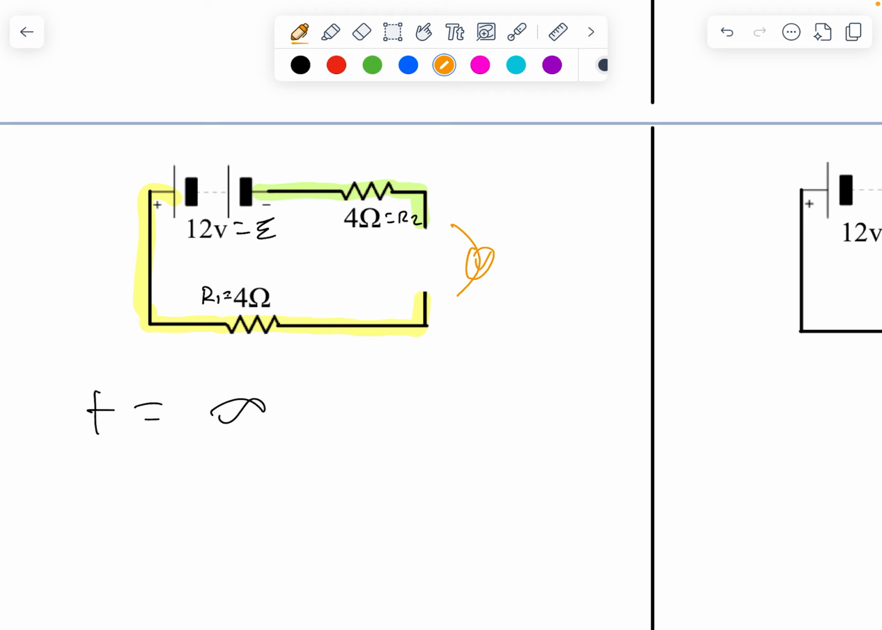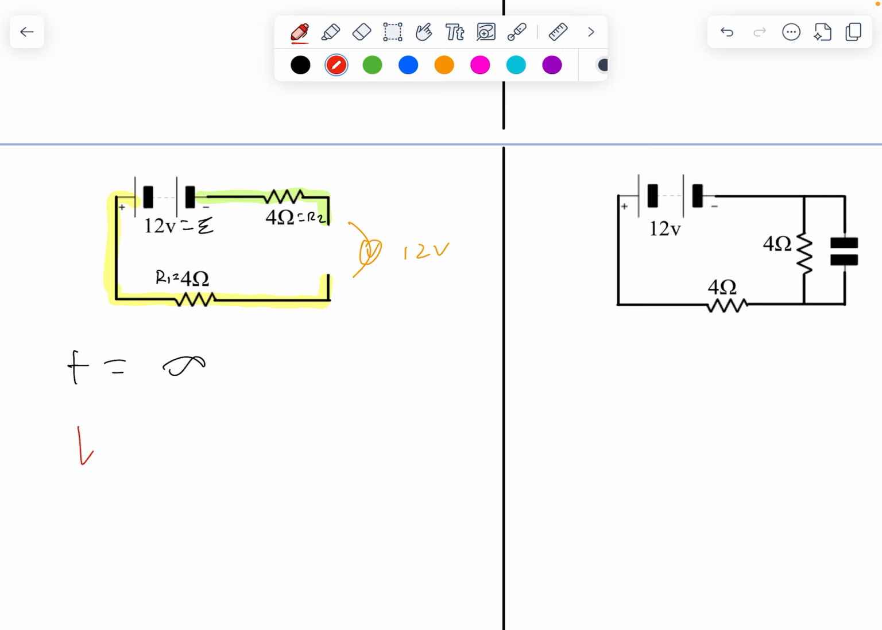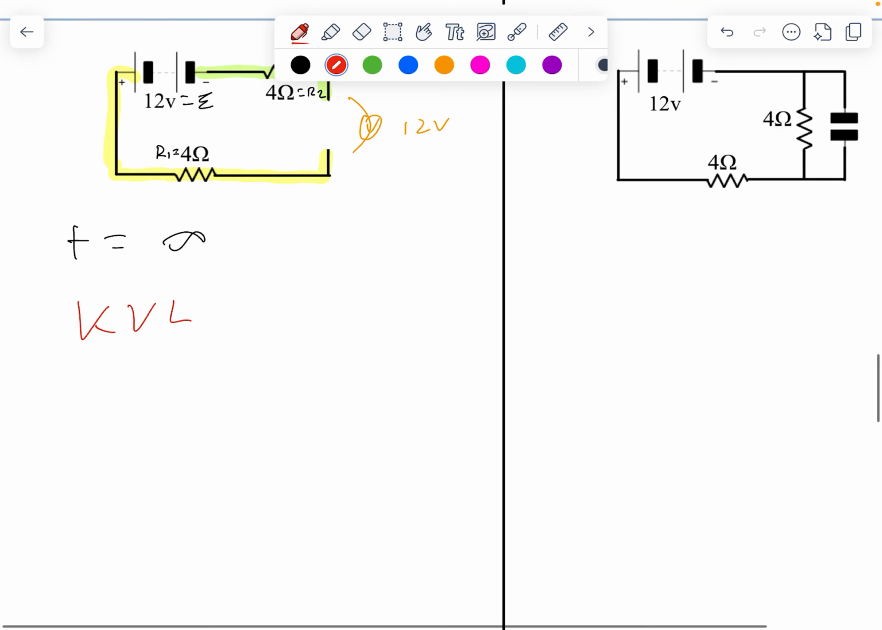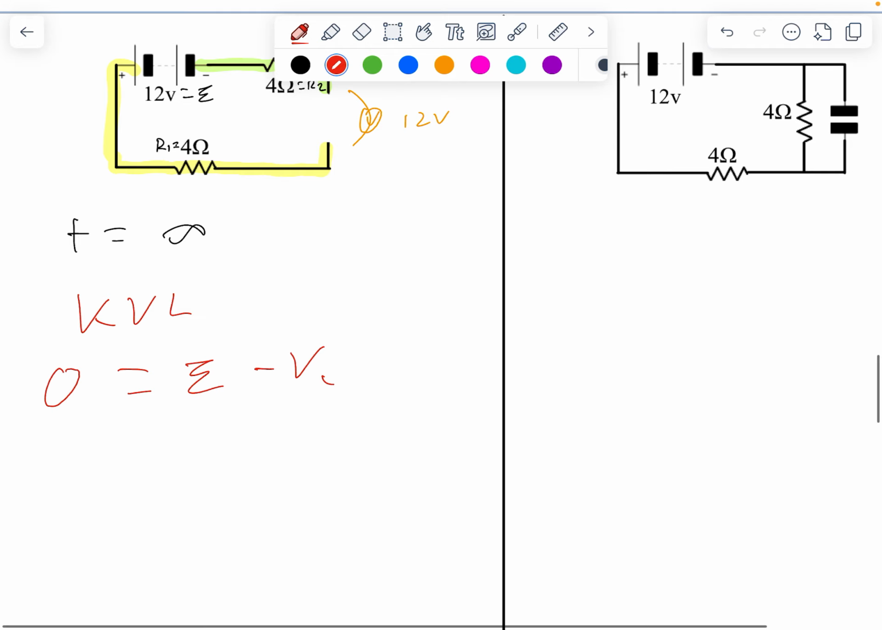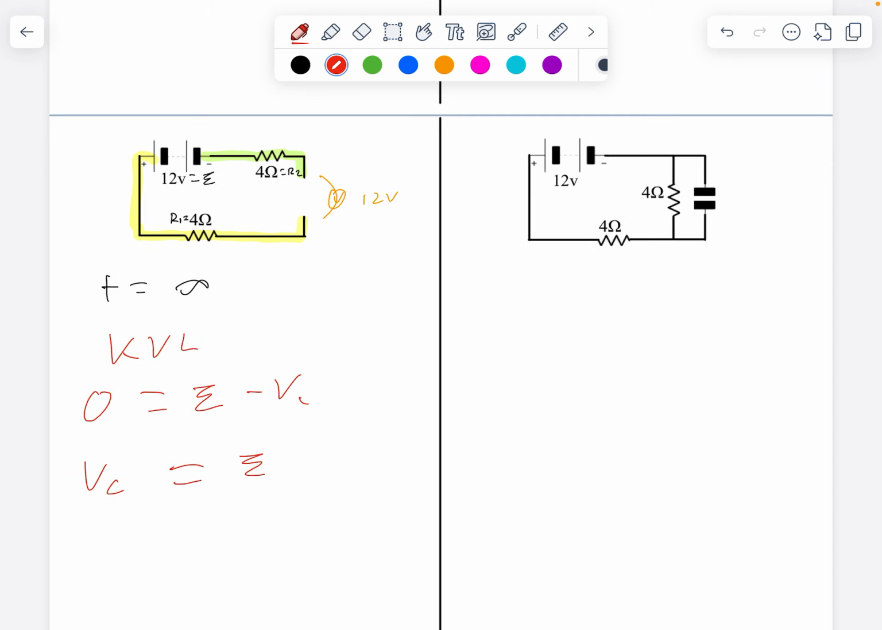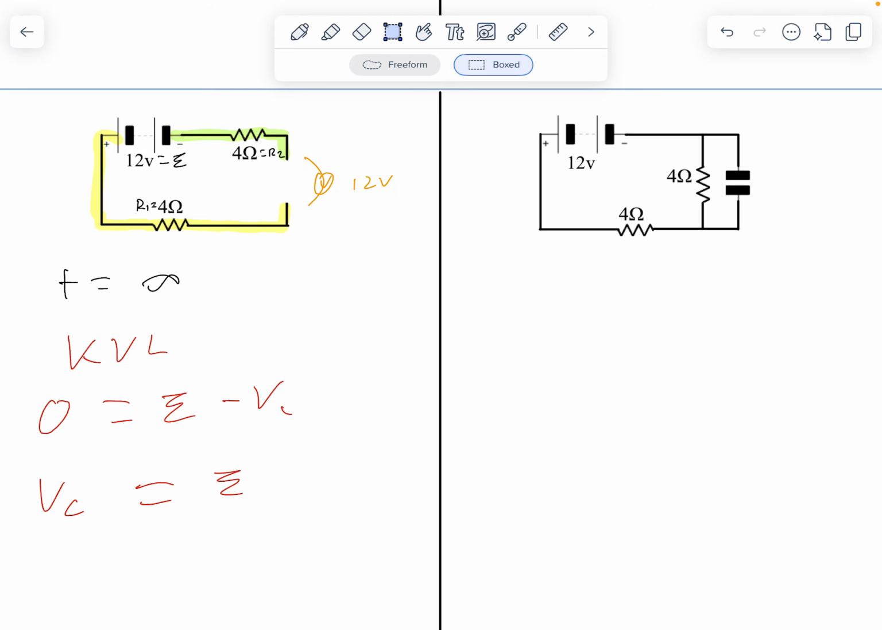So if we connected up a voltmeter, what would it read? It would read 12 volts. Or if I tried to apply Kirchhoff's voltage law now, well, I've got the EMF, and I've got the voltage across the capacitor, and that's it. There's no current flowing through the circuit now, so all that tells me is that the voltage across the capacitor is equal to EMF at a very long time. I know it's a weird concept, but that is the way that it behaves. So just remember, after a long period of time, there is a voltage across the capacitor, even though there's no current flowing through it.